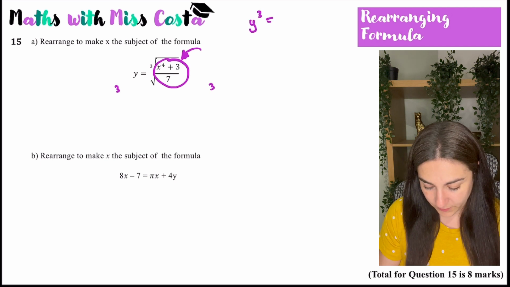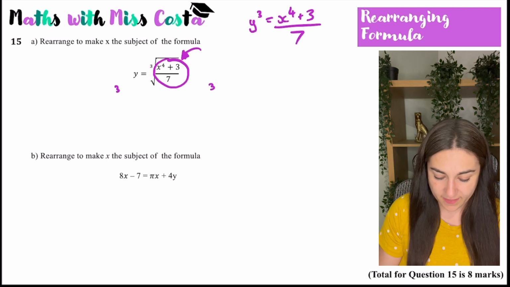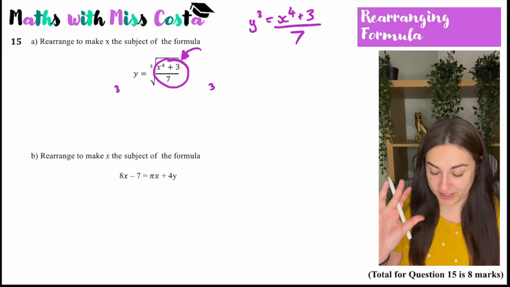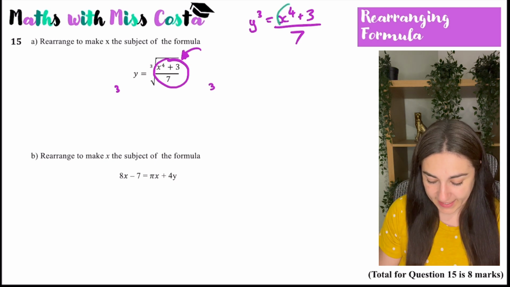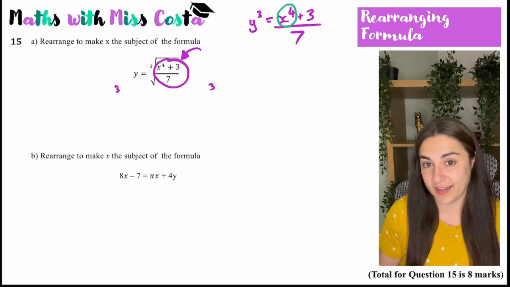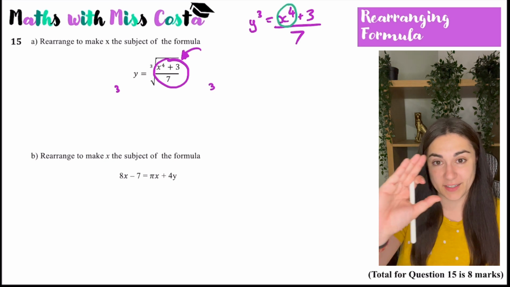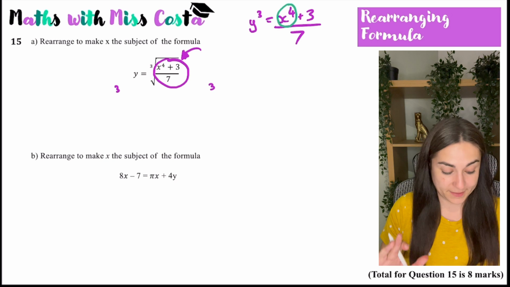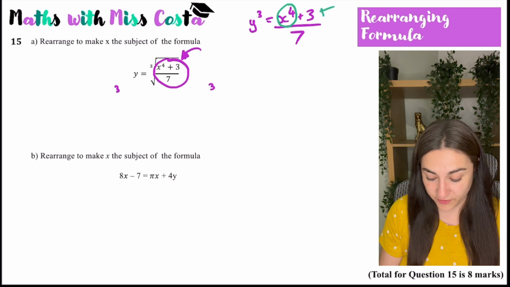So y cubed would be equal to x to the power 4 plus 3, over 7. Then we've got it into a nice little fraction and we can just do what we normally do. Because x is stuck up here, we can't move anything up here. If something's in a fraction, you have to first eliminate the denominator before you can touch anything on the numerator. So everything is being divided by 7, so we times both sides by 7.